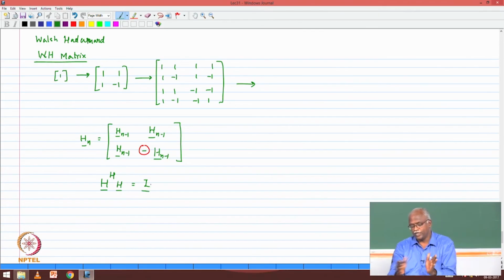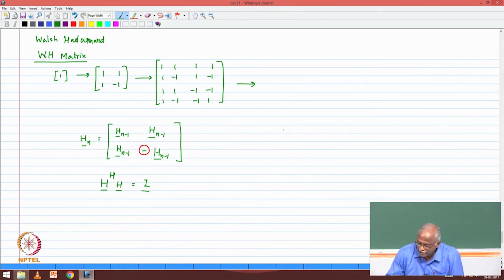Any of these Walsh-Hadamard matrices, if you take its transpose and multiply, because they are real matrices, Hermitian is the same as transpose conjugate is the same as transpose. So H Hermitian H you will find that basically these rows and columns are orthogonal to each other. It's a very, very useful property that is present here.